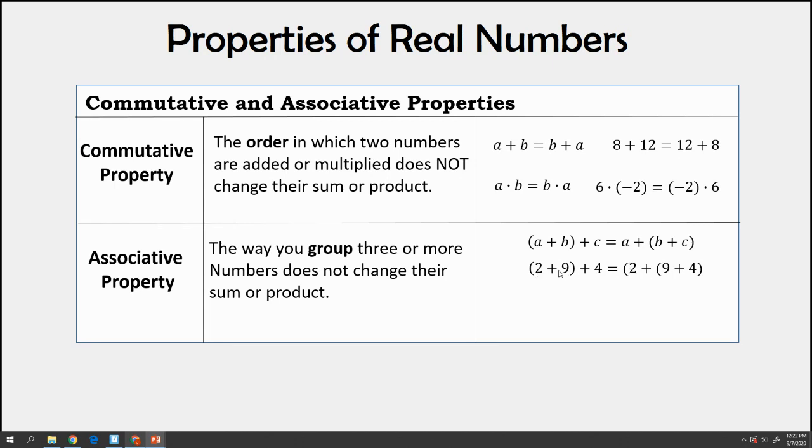But think about it. 2 plus 9 is 11. 11 plus 4 is 15. Over here, I've got to do work in parentheses first. 9 plus 4 is 13, plus 2 is 15. It's the same answer.